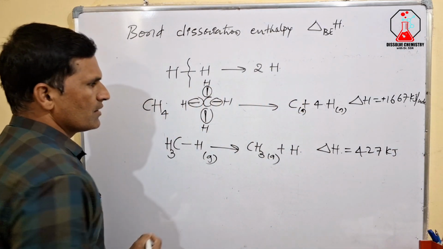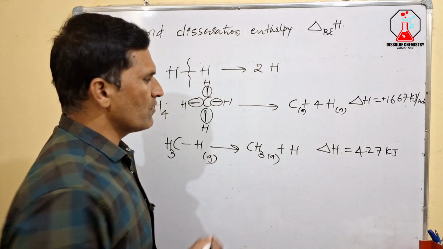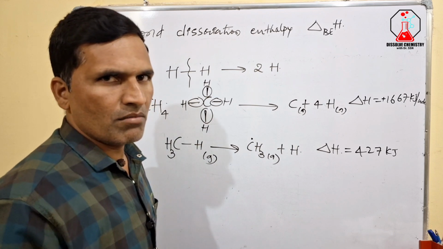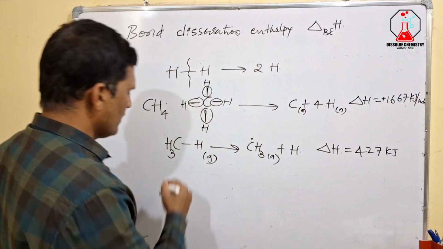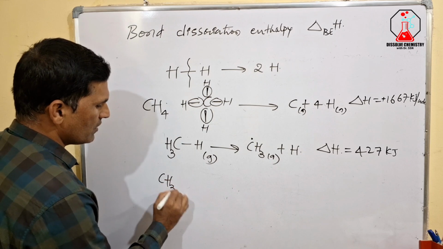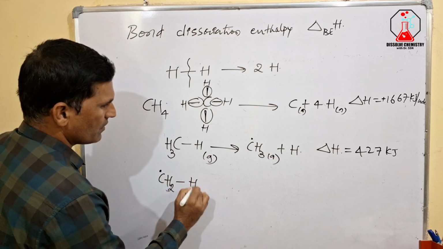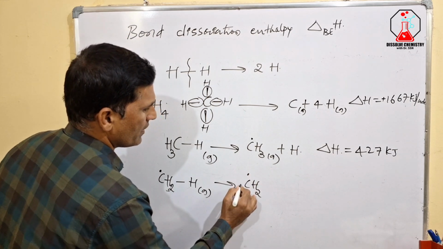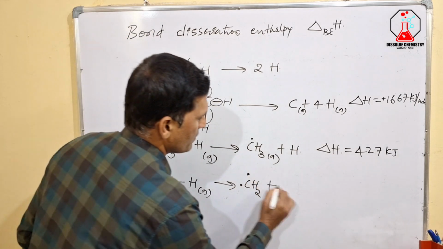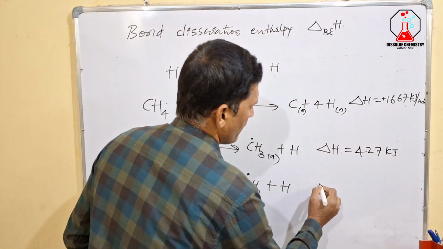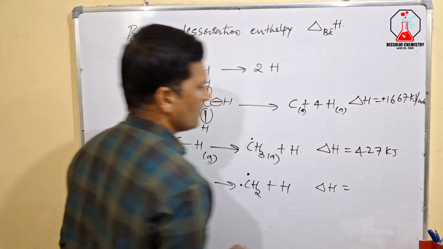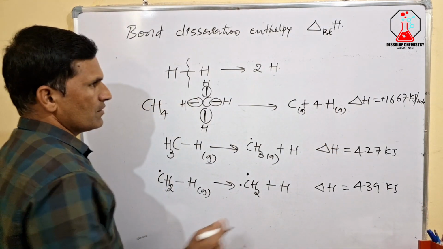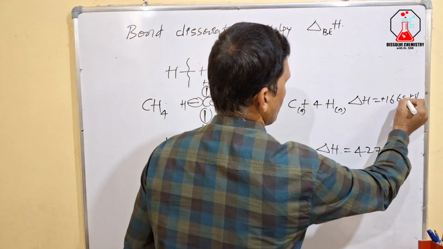Okay. Similarly, the breakage of the next bond will be from the radical. If it cleaves homolytically, then you will get a radical. So removal of the second electron involves the radical, and we will write it like this: CH2 plus H, and we have delta H equal to 439 kilojoules. Then next, you make this 1660.